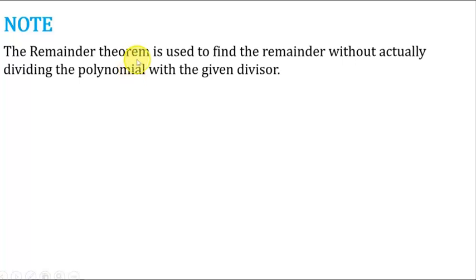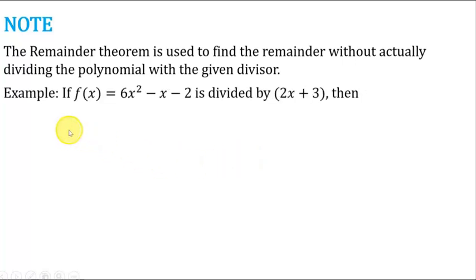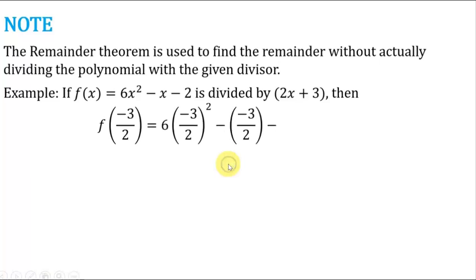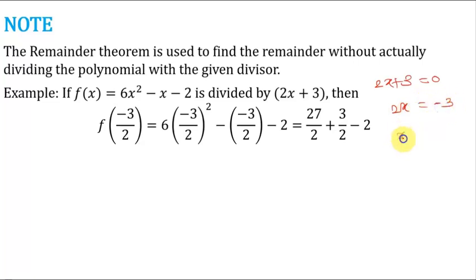Okay, the remainder theorem is used to find the remainder without actually dividing the polynomial by the given divisor. Next example: if f(x) = 6x² − x − 2 is divided by 2x + 3, then what is the value of x? We will write 2x + 3 = 0. Therefore, you will have 2x = −3, x = −3/2.